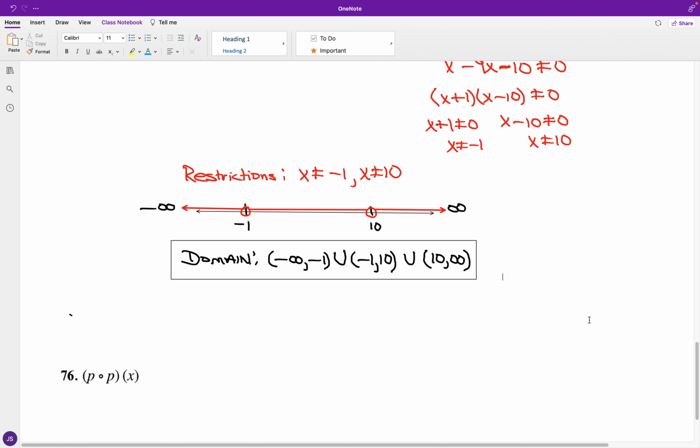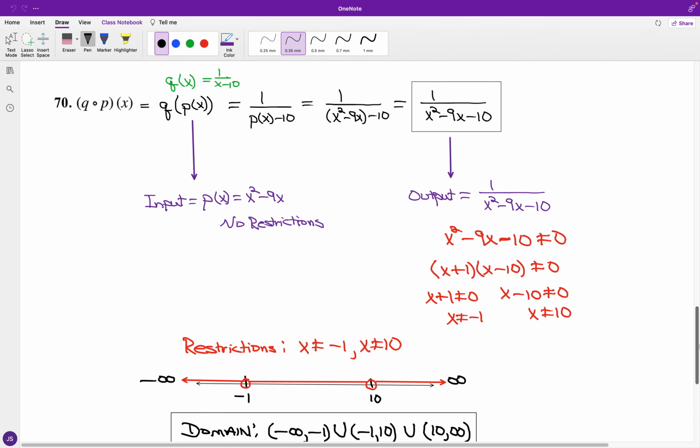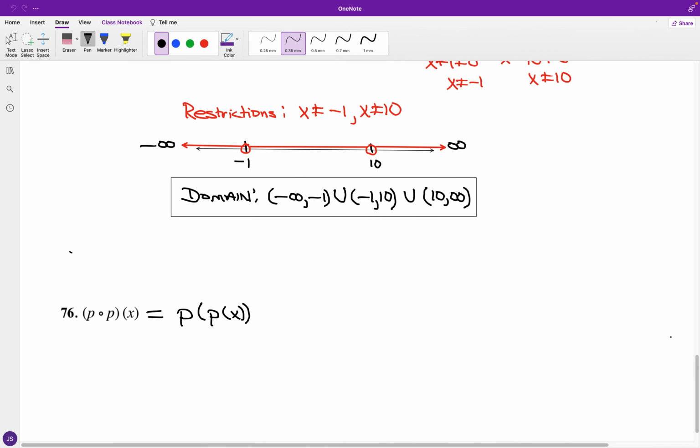Now for 76, this one is seemingly reflexive. Now we have a composition between a function and itself, where we have p composed with itself of x. In this case, you have p of x, and again, just for p of x, you have x squared minus 9x.